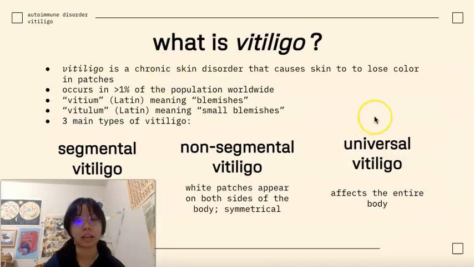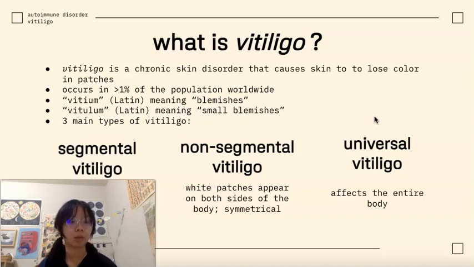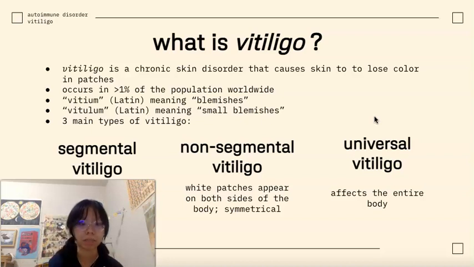So what is vitiligo? Vitiligo is a chronic skin disorder that causes skin to lose color in patches. It occurs in more than 1% of the population worldwide and derives from the Latin word vitium, meaning blemishes, or vitulum, meaning small blemishes. There are three main types of vitiligo.